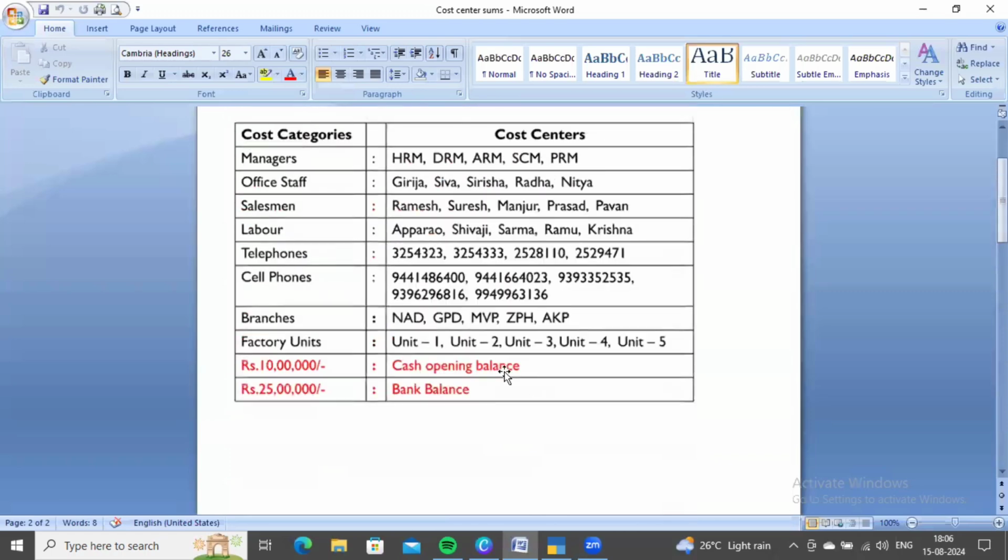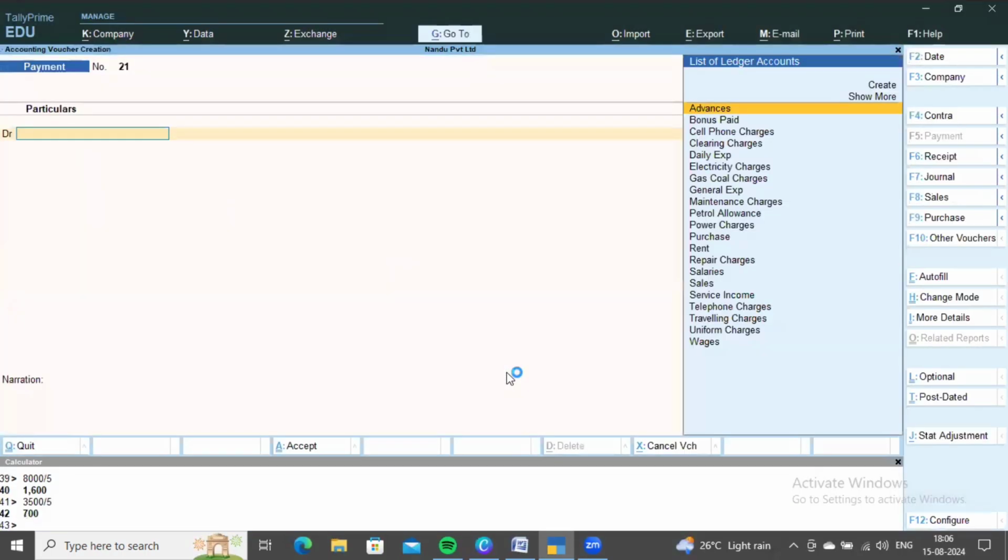That's it. This is how you need to allocate the cost to a particular cost center based on cost categories. By using these cost categories and cost centers, you can easily assign cost and you can also manage cost management without any errors.